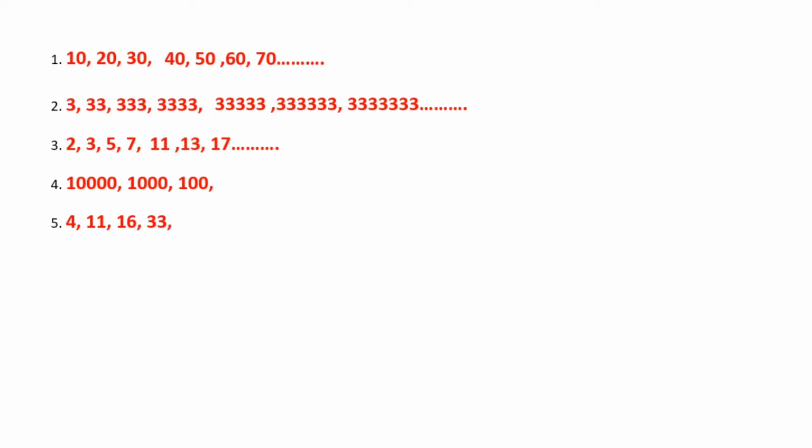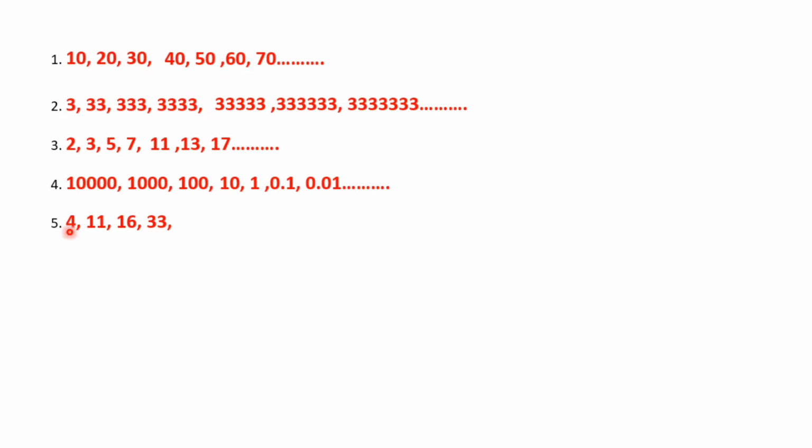Here you can see the first one is having 4 zeros. The next one is having 3 zeros, means 1 zero reduced, divided by 10. Then 10,000 divided by 10 is 1000. Then 1000 divided by 10 is 100. Then 100 divided by 10 is 10. Then 10 divided by 10 is 1, 1 divided by 10 is 0.1 and so on. Means dividing each term by 10 to get the next term.